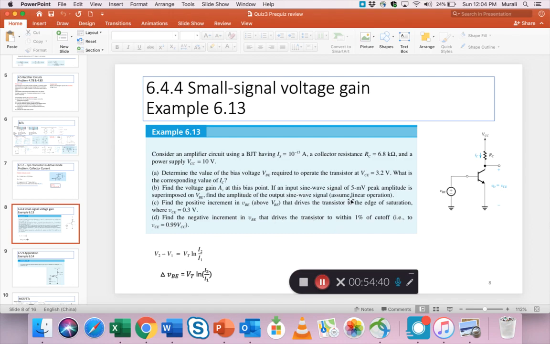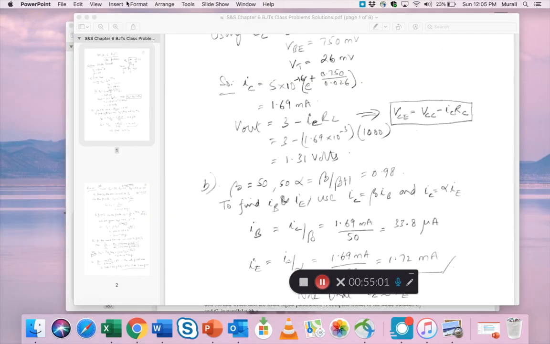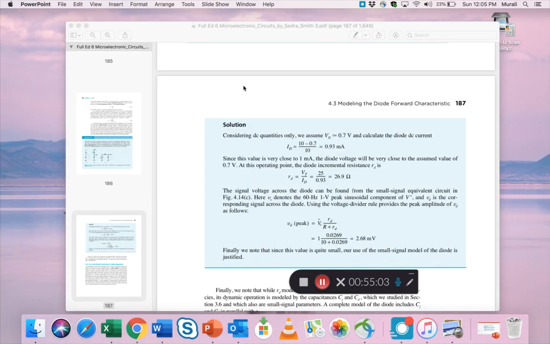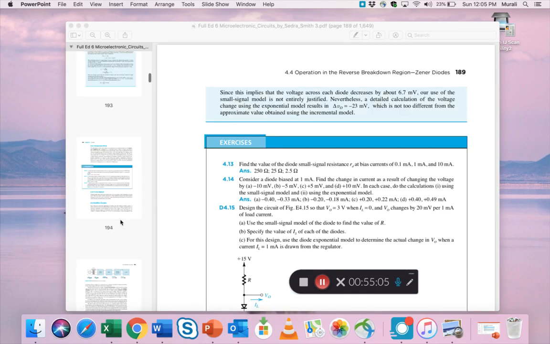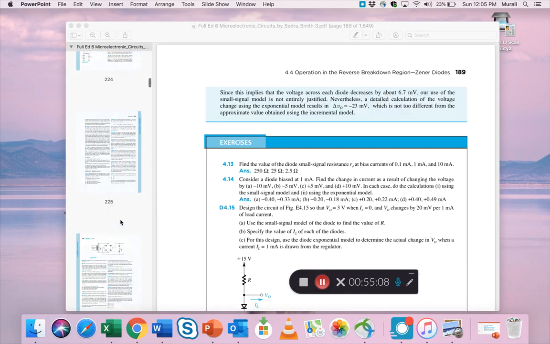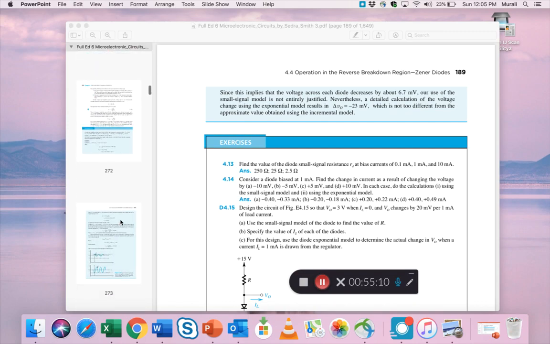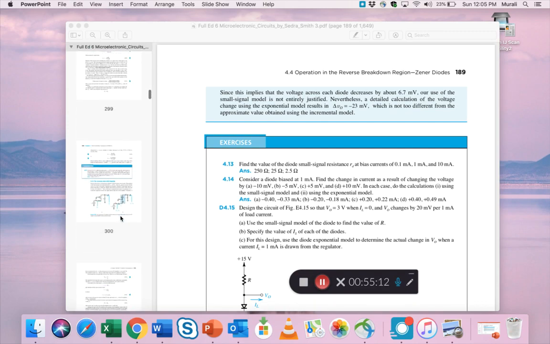Okay, so look at example 6.13 where these equations are used. V2 minus V1 is VT log of I2 by I1, and then delta VBE is this. Let me see if I have time to go there. We can shut this. Okay, I think I have to go forward significantly.